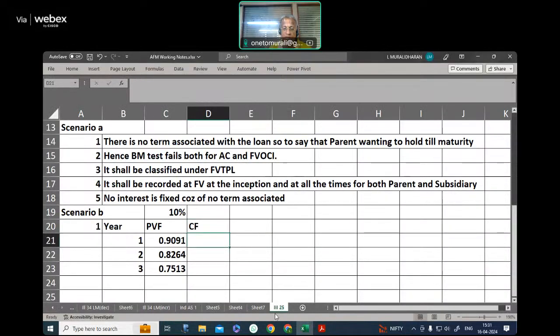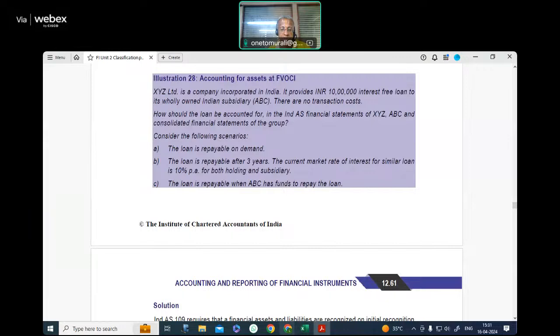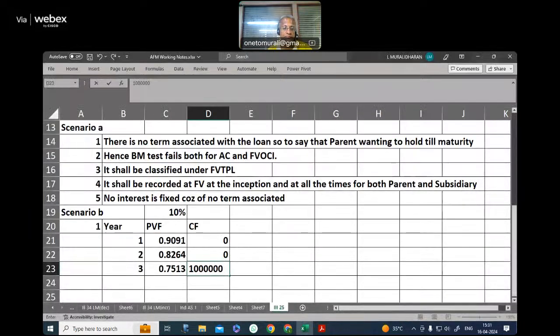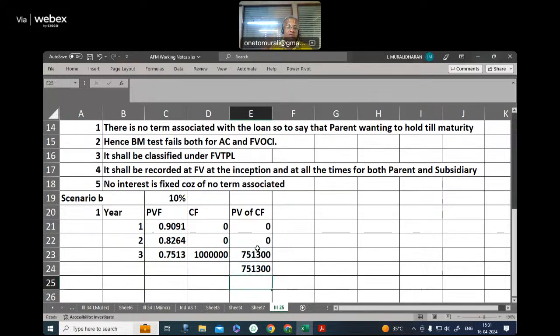The cash flow is going to be 0, 0, and then 10 lakhs. Present value of cash flow, the total of that is 7,51,300. What is the entry that we are expected to pass in the books of parent?